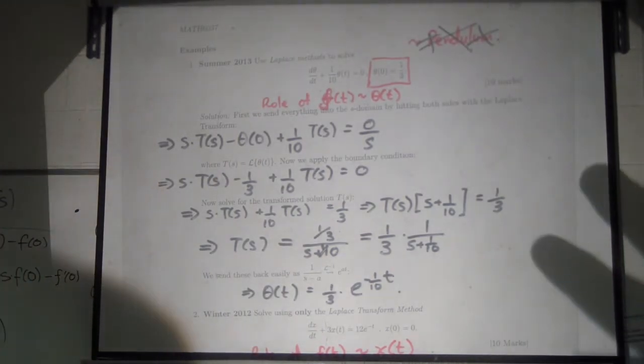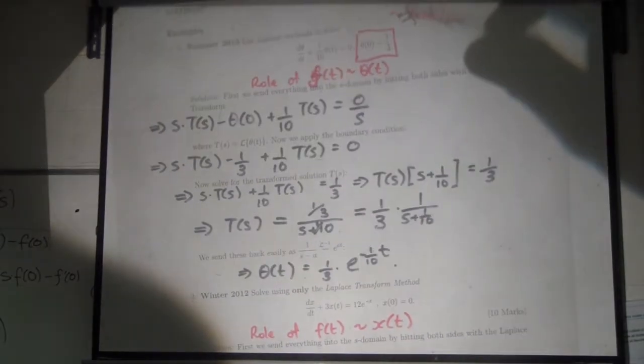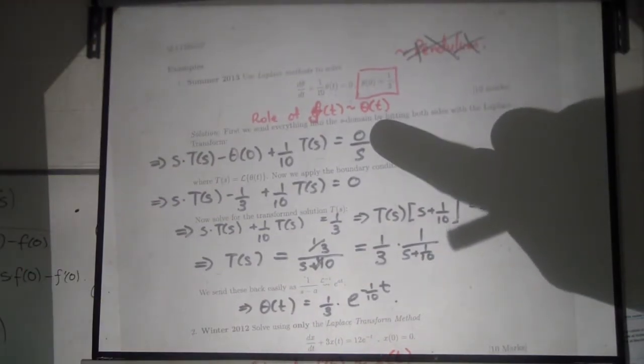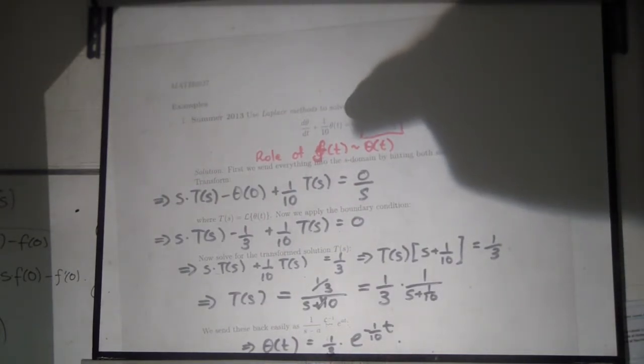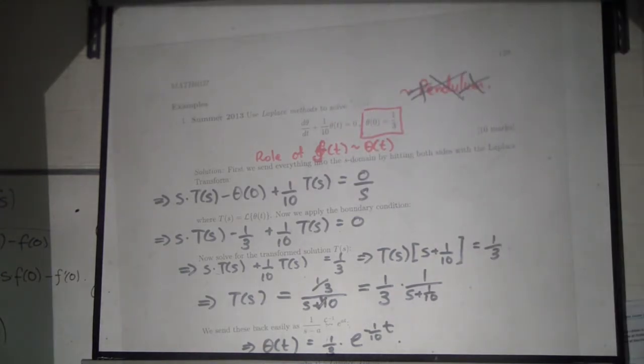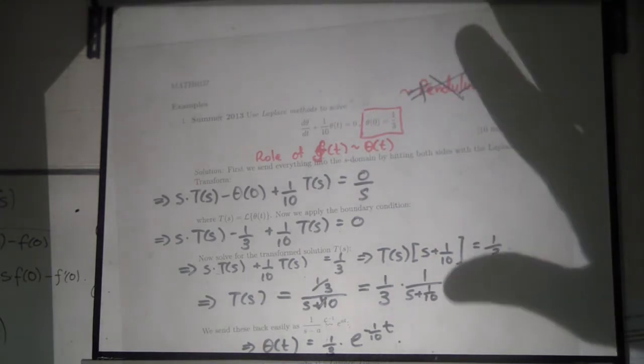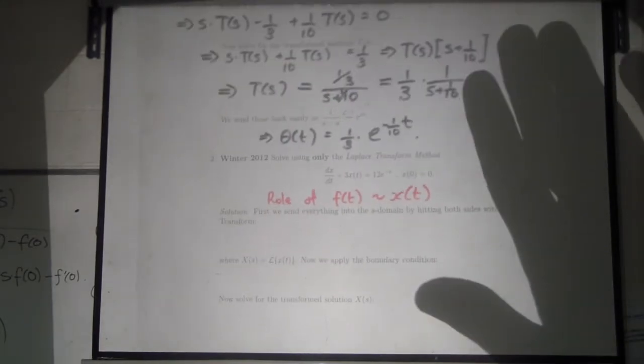I'm sorry, why is it 0 over s? Where did the s come from in that case? If you look at the Laplace table, you send both sides. 0 is a constant, so it should be sent to a constant over s. Right, okay. Off we go.